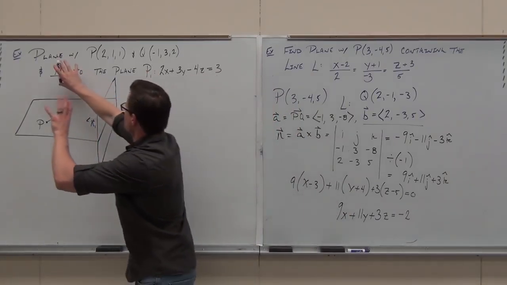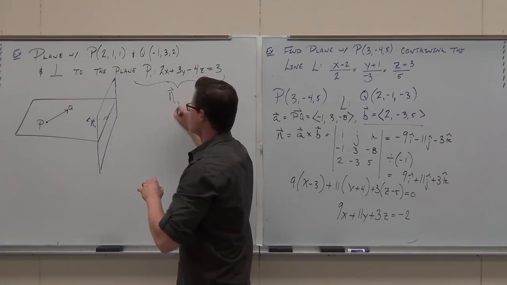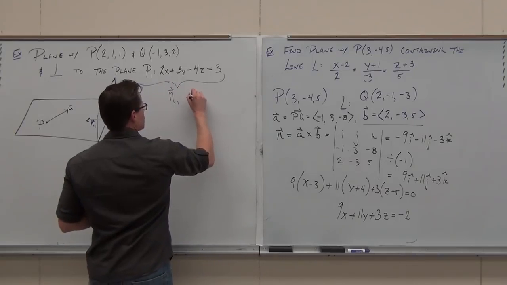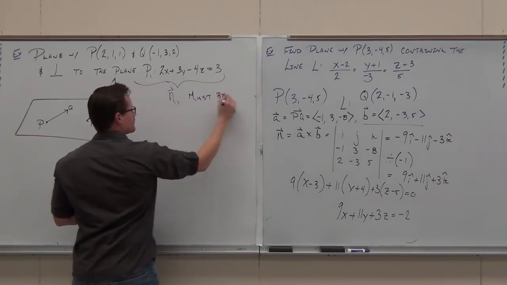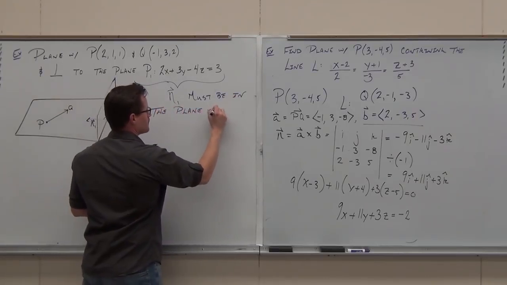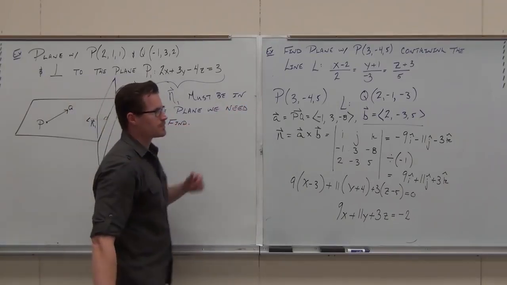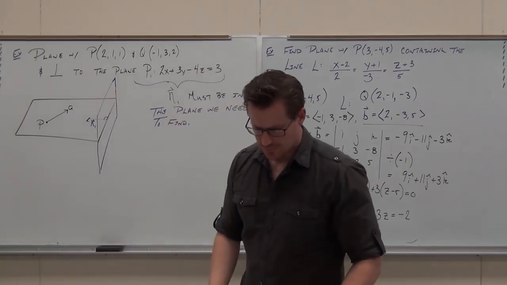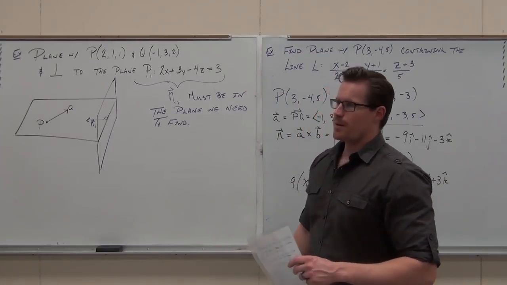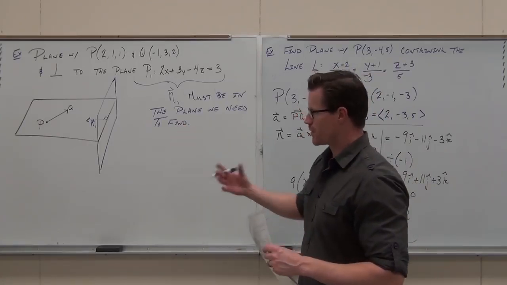So this whole thing, the perpendicular to the plane, it means that the normal to this plane must be in the one we're trying to find. It's got to be. So I'm going to have you do it on your own. But here's the idea. Well, I've already given it to you, but the rundown.